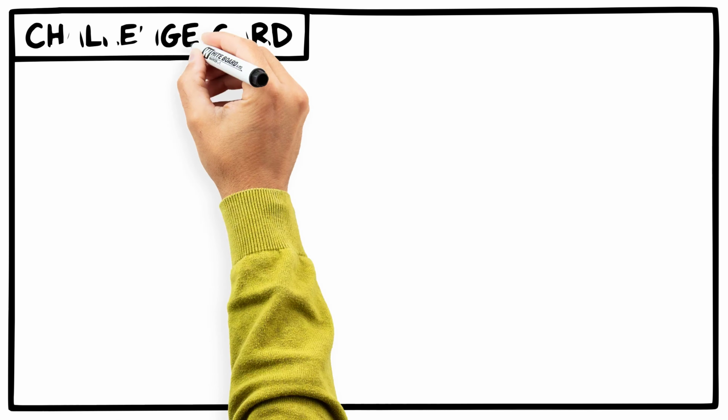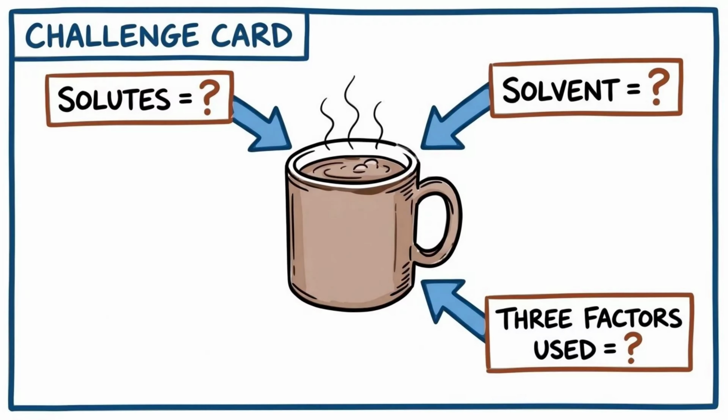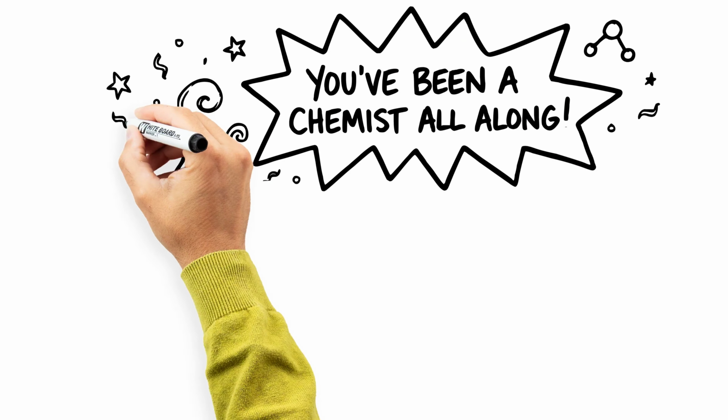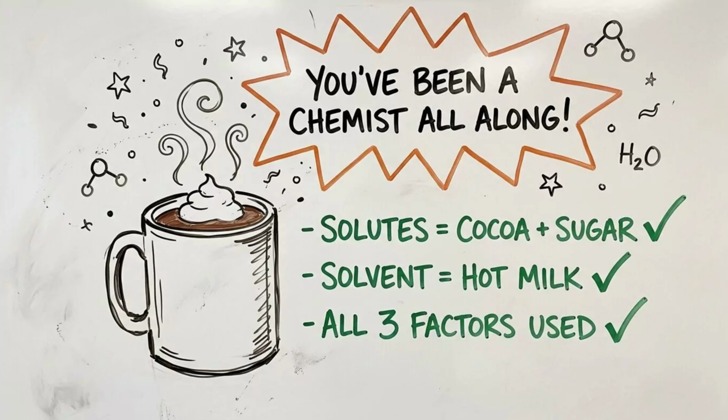Quick challenge. Think about making hot chocolate. You add cocoa powder, sugar, and hot milk. Tell me, what are the solutes? What's the solvent? And how many of the 3 factors are you using when you stir it? Solutes are cocoa powder and sugar. Solvent is the hot milk. When you stir it in while it's hot, we're using all 3 factors simultaneously: temperature, particle size, stirring. You've been a chemist every morning.